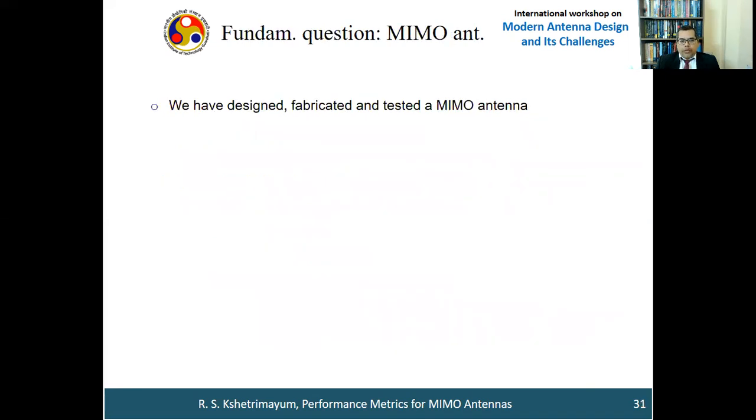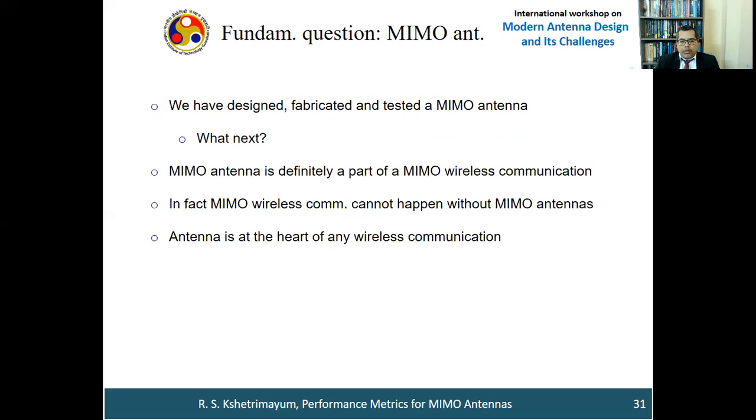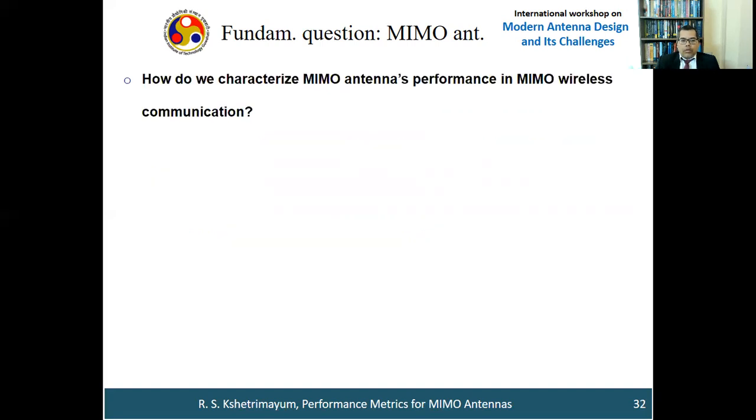So the fundamental question is, we have designed, fabricated, and tested a MIMO antenna. What next? A MIMO antenna will be employed in MIMO wireless communication. In fact, MIMO wireless communication cannot happen without antennas. Antenna is the heart of any wireless communication. So the question is, do we know what the performance of this MIMO antenna is in MIMO wireless communication? Or in other words, how do we characterize a MIMO antenna's performance in MIMO wireless communication?